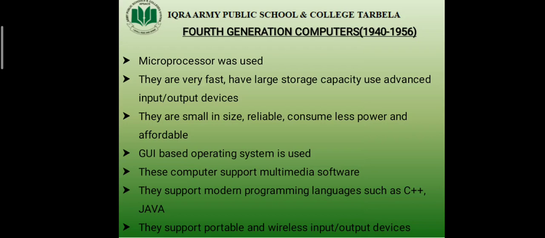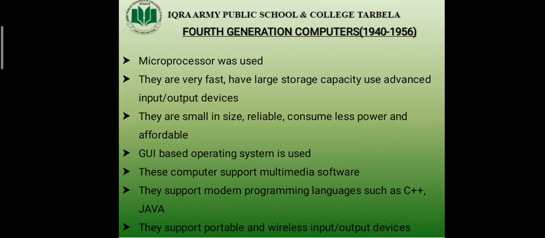What is a microprocessor, or how can you define a microprocessor? A microprocessor is a single chip that can handle all the processing of a computer. Now we will see some characteristics of the fourth generation of computer. The microprocessor was developed, which resulted in the development of microcomputers.